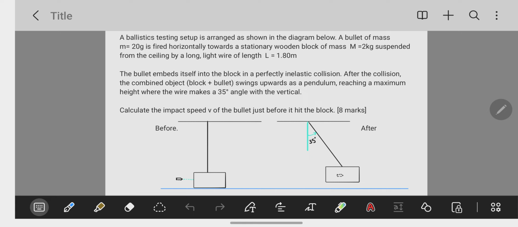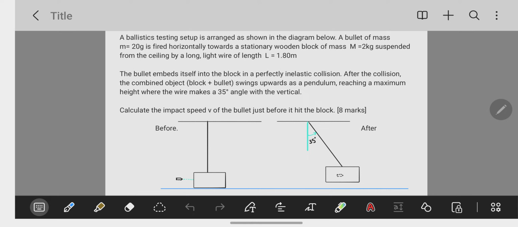After the collision, the combined object, which is the block and the bullet, swings upwards as a pendulum, reaching a maximum height where the wire makes a 35-degree angle with the vertical. Calculate the impact speed, v, of the bullet just before it hit the block.